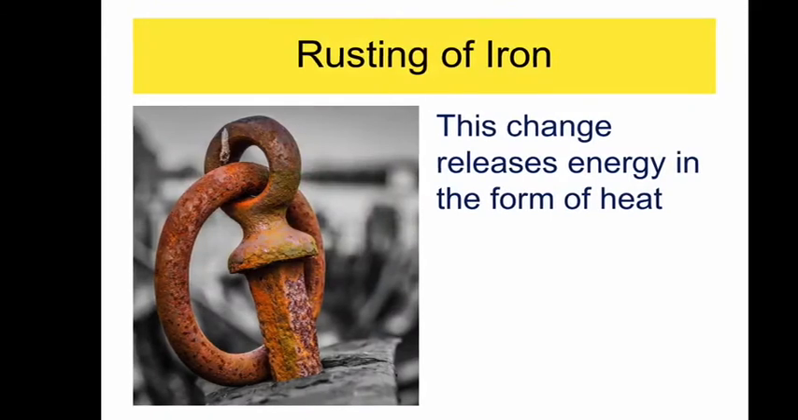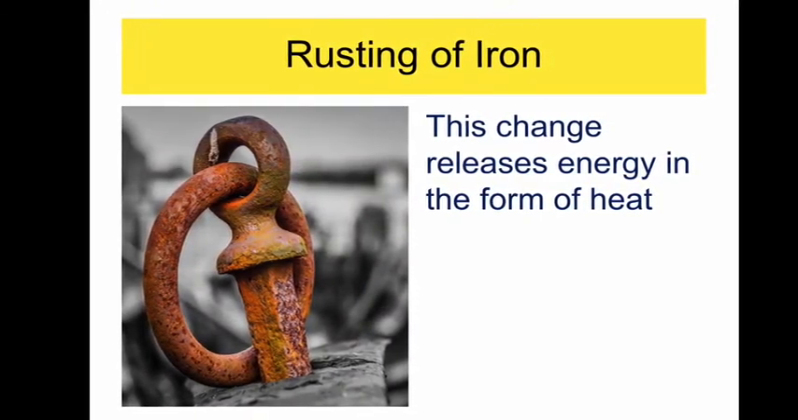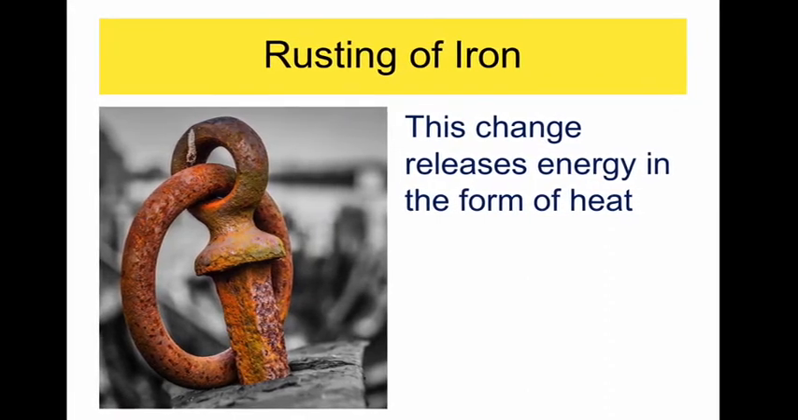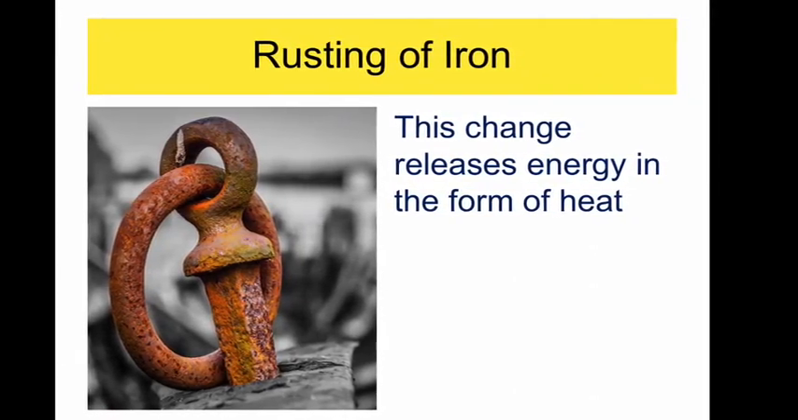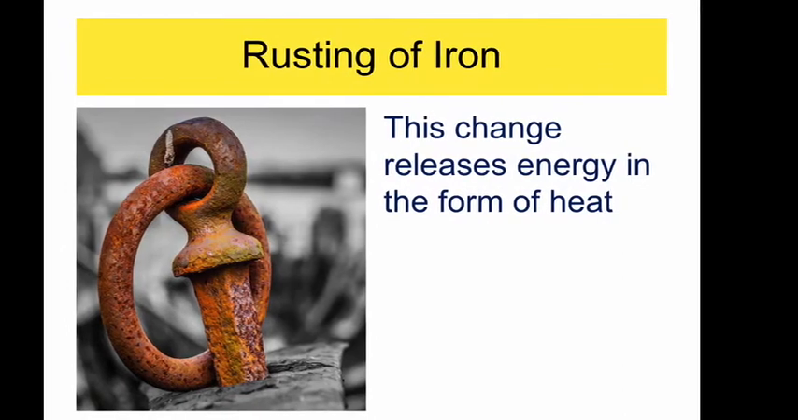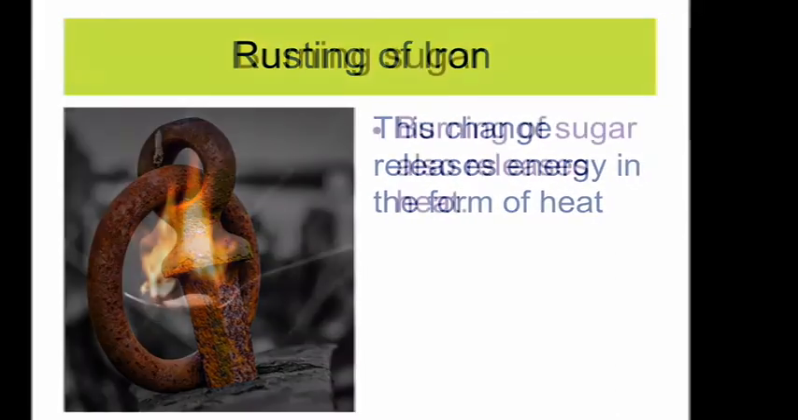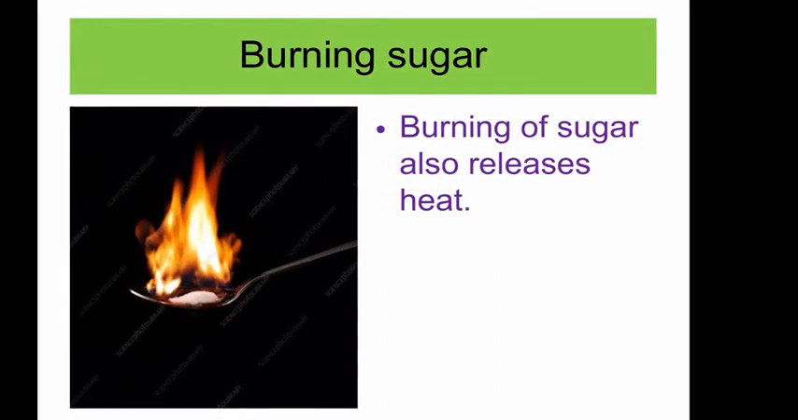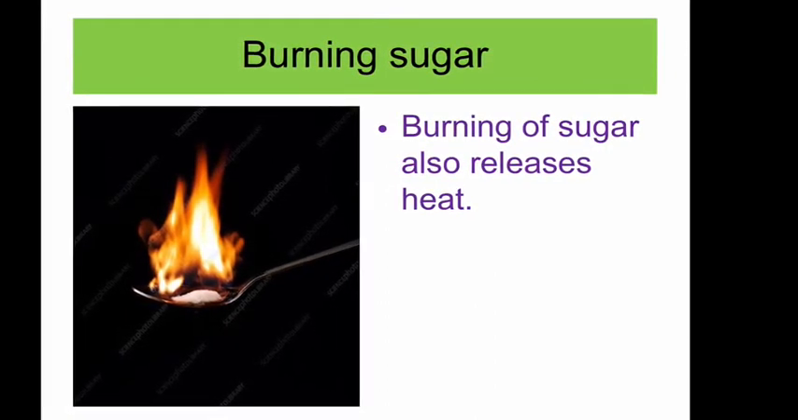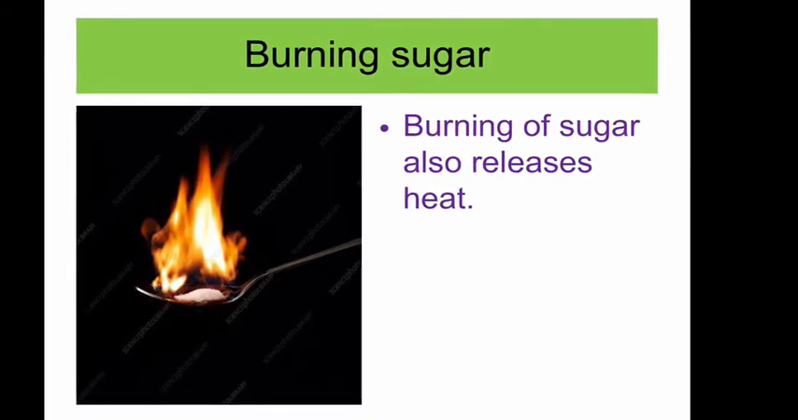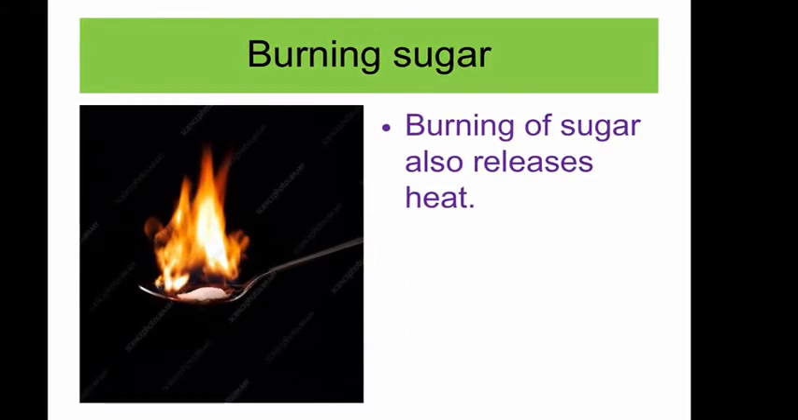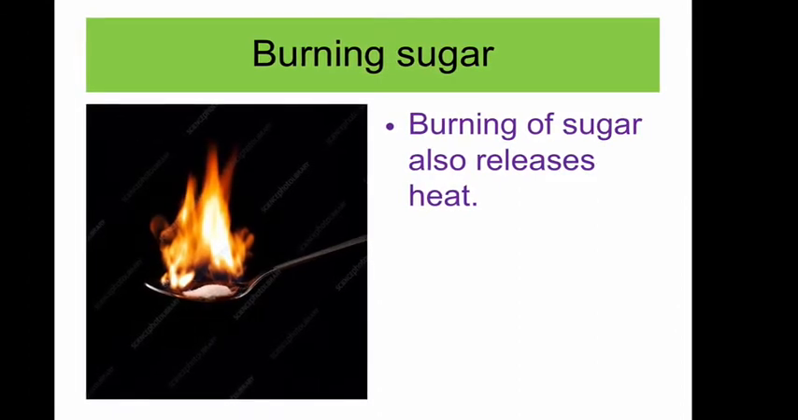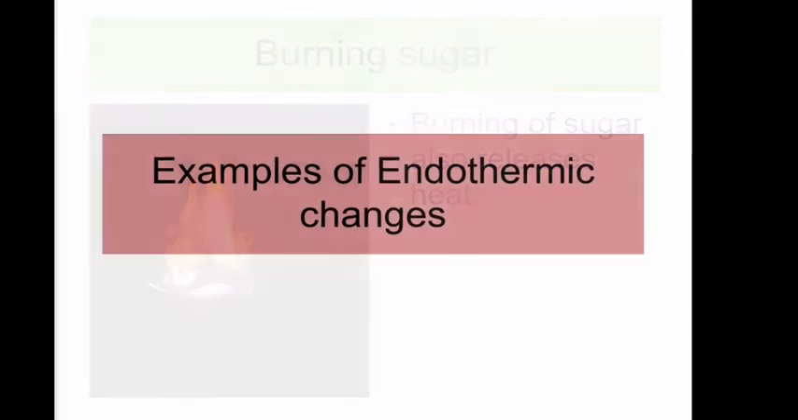This change releases energy in the form of heat. When heat is released, that type of change is called an exothermic change. So this is an exothermic change. Second one is the burning of sugar. Burning of sugar also releases heat, and this happens only in exothermic changes. So this is an example of exothermic changes.